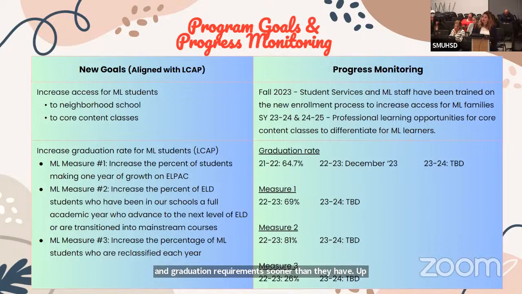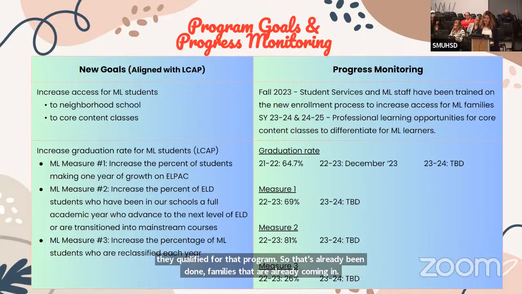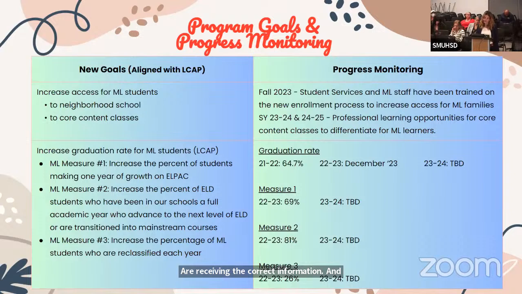And the way we will be monitoring for this progress is, for example, I've already trained, we've done a training with Student Services and Dawn around how to welcome our families and review the new placement, because they have been working under the previous guidelines where students were only allowed to go to one of the 3 schools or bridge if they qualified for that program. So that's already been done. Families that are already coming in are receiving the correct information. And then the professional learning opportunities that I shared prior with teachers and with our instructional aides, we'll have some of that, and then with our administrators as well.